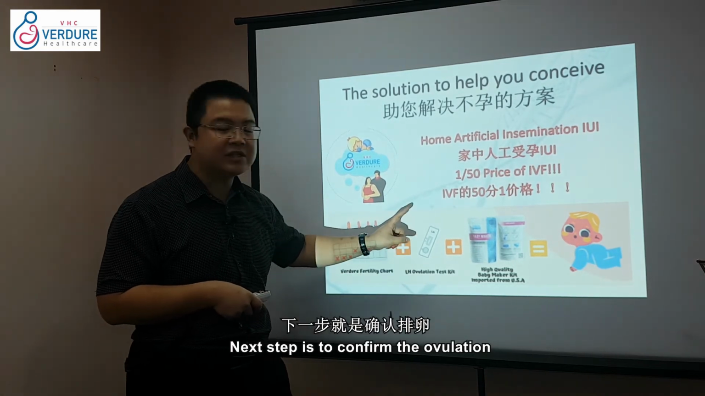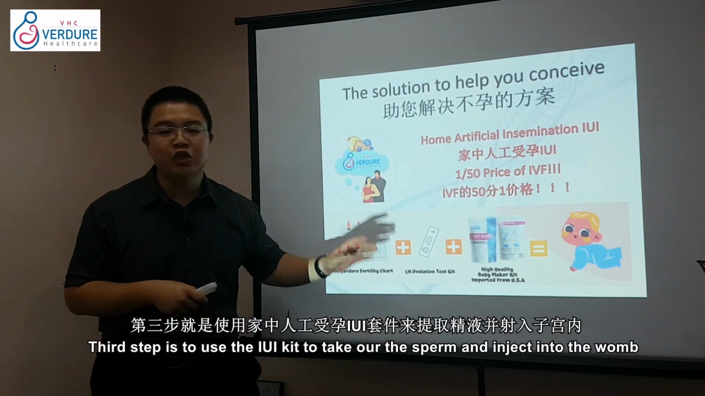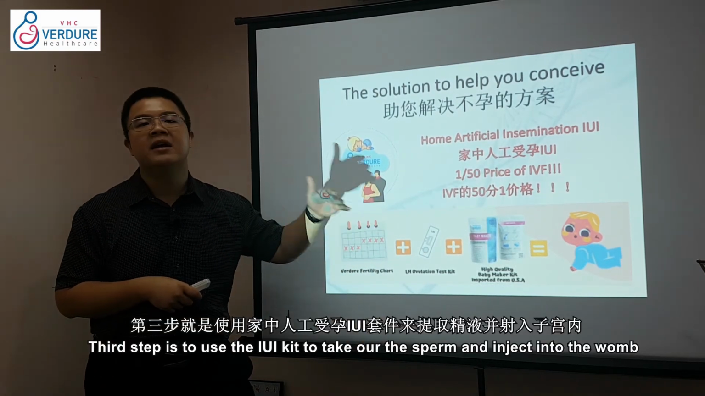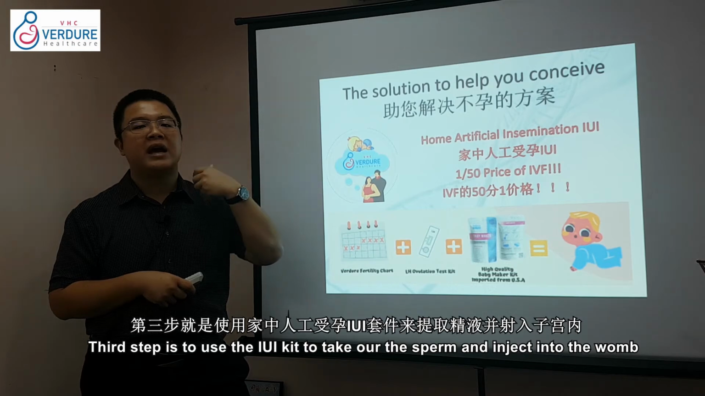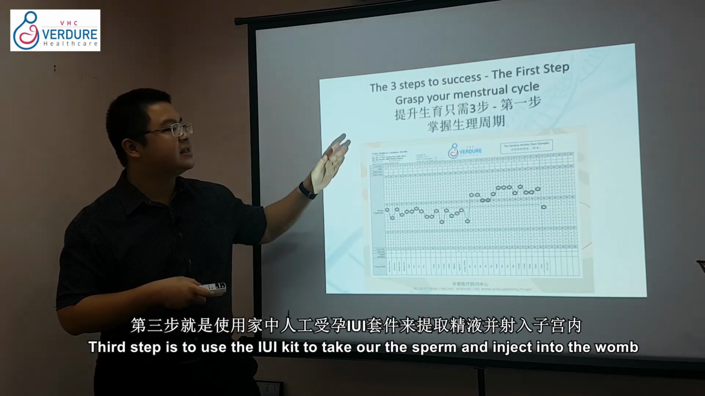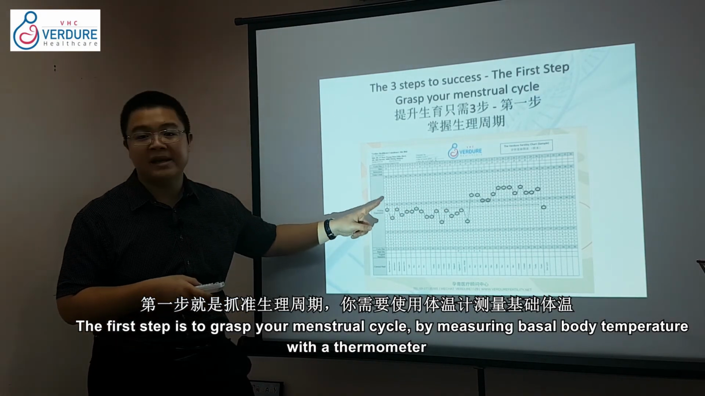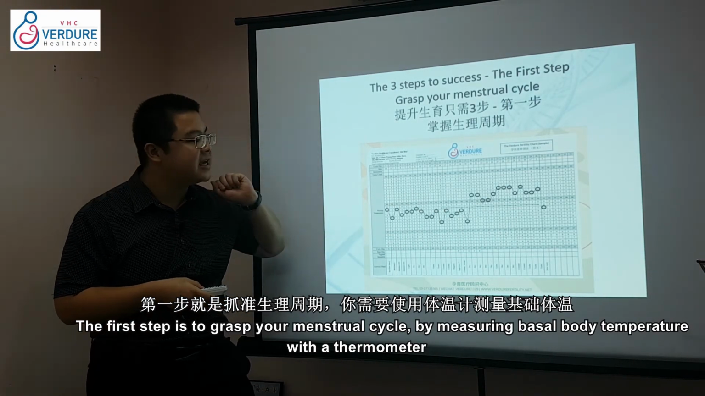Number 2 is to check and confirm ovulation. And the third step will be to use the IUI kit to take out the sperm and also to inject that directly into the womb. So this is the first step. You track your menstrual cycle over here by measuring your basal body temperature with a thermometer.